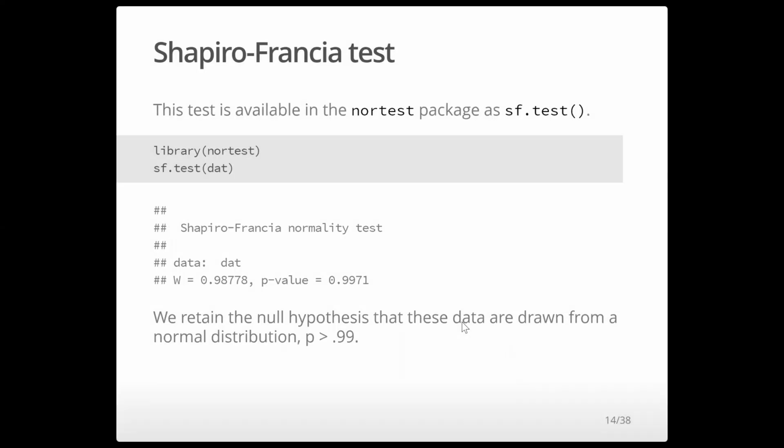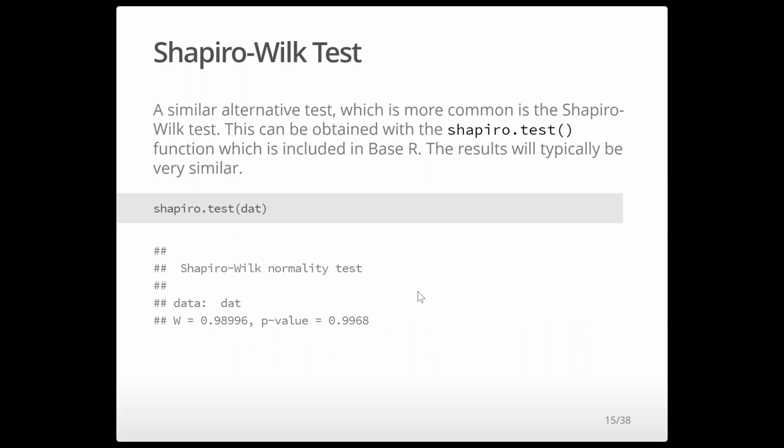So this test is available in the nortest package as sf.test. Here we see the test statistic is W, the correlation is very high, so therefore the p-value is very high, and so we retain the null hypothesis that this correlation is 1. These data are drawn from a normal distribution, p greater than 0.99. It's really high.